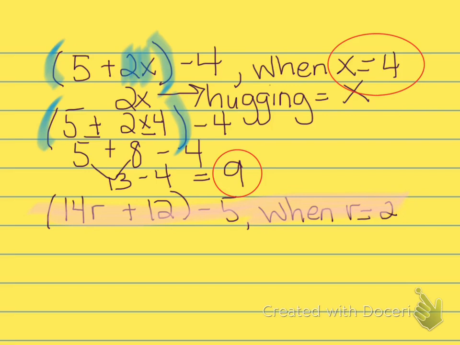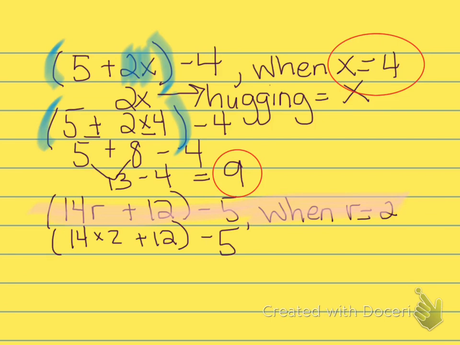So same concept. We have parentheses 14r plus 12 minus 5 when r is equal to 2. So let's write this out. 14 times 2 plus 12. Then drop down my minus 5, so I'm consistent. Now, 14 times 2 plus 12.